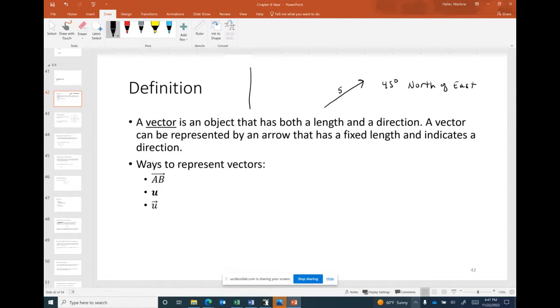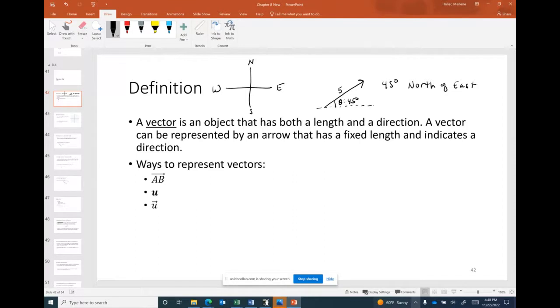North of east, of course, that's if I'm thinking about the traditional compass directions, where up is north, down is south, left is west, and right is east. Okay. Another way to measure the direction is with an angle in standard position. I might say there's an angle there, theta, that's 45 degrees. All right.